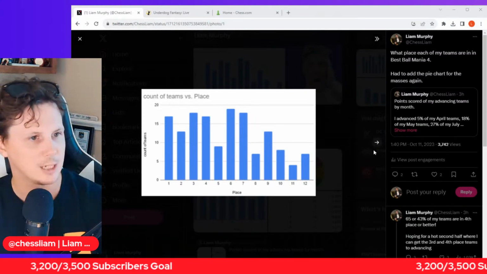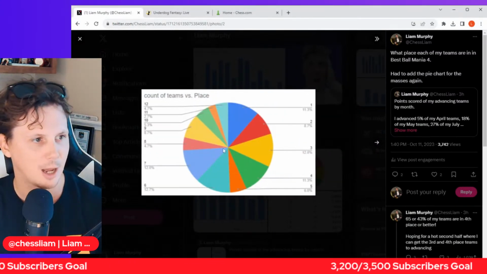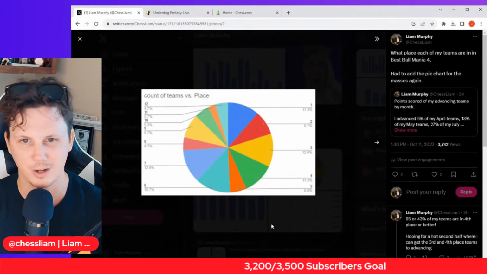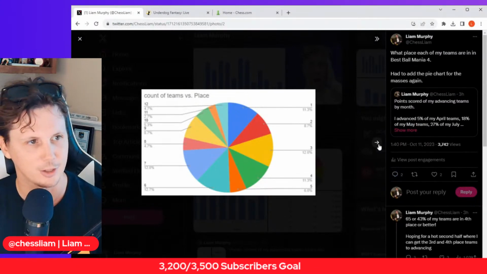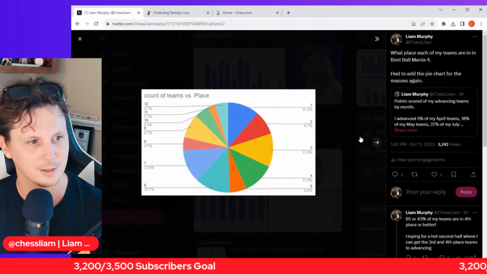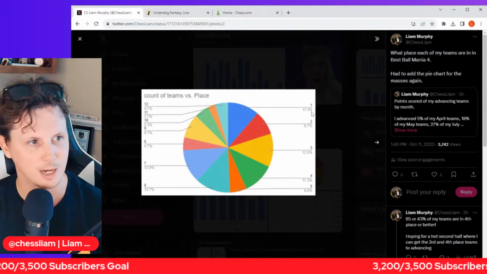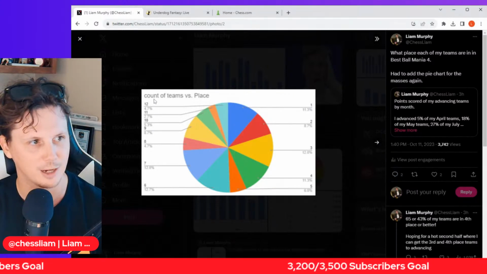So this is the count of my teams versus the place they were in. No one likes this pie chart other than me, so I just like to throw it in there. Fun little chart here. It's pure chaos. It looks like at least it went in order this time: 1, 2, 3, 4, 5, 6, 7, 8, 9, 10, 11, 12.